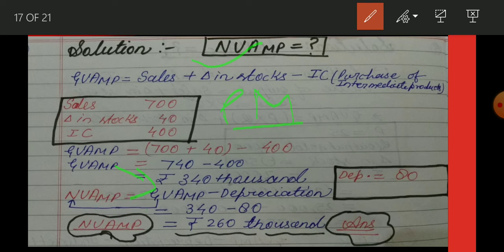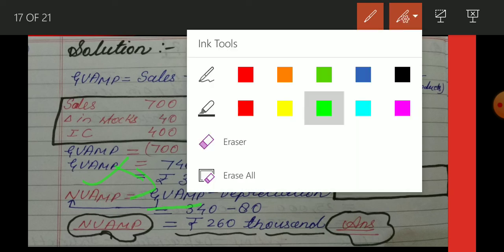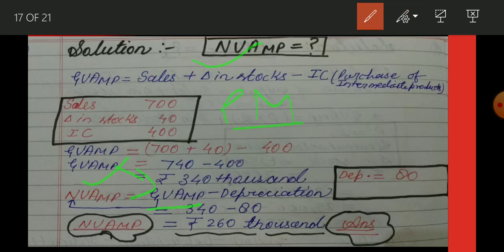We get GVAMP. Okay, and what are we required to find out? NVAMP. What is the difference here? There is only one difference. Here is gross, here is net.